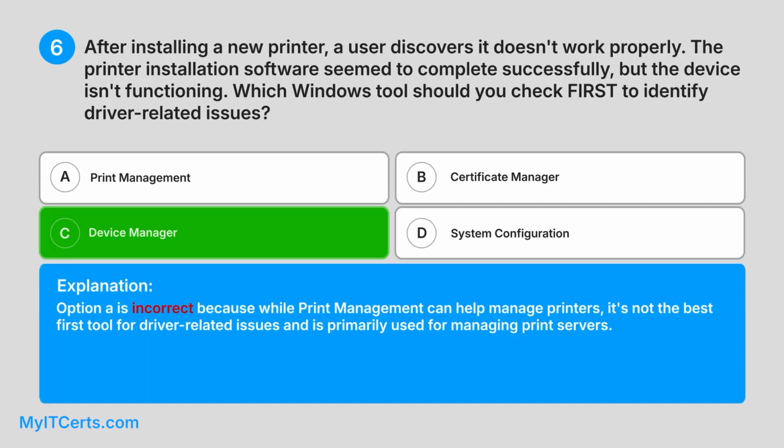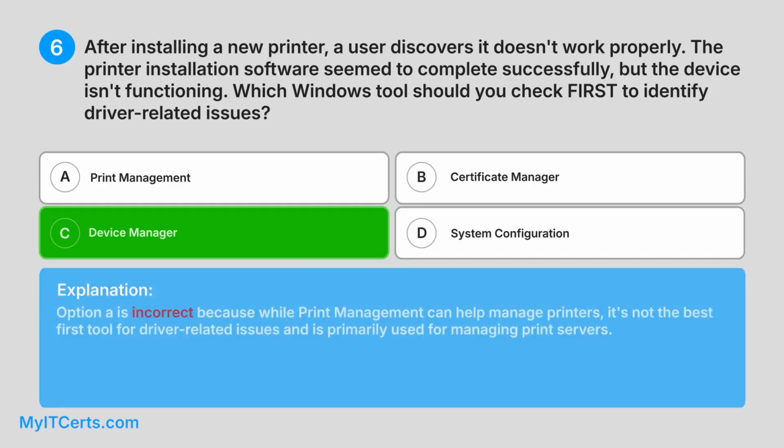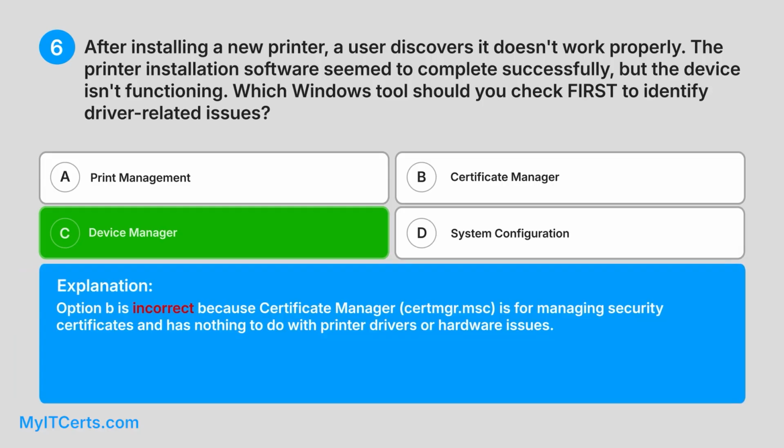Option A, Print Management, is incorrect because while Print Management can help manage printers, it's not the best first tool for driver-related issues and is primarily used for managing print servers. Option B, Certificate Manager, is incorrect because Certificate Manager, certmgr.msc, is for managing security certificates and has nothing to do with printer drivers or hardware issues. Option D, System Configuration, is incorrect because System Configuration, msconfig.exe, is for managing startup programs and services, not for troubleshooting device driver issues.